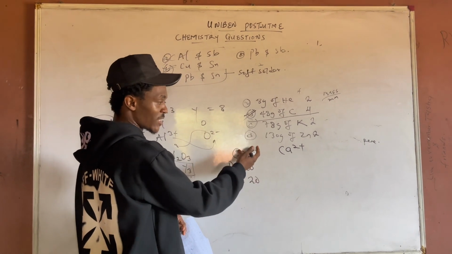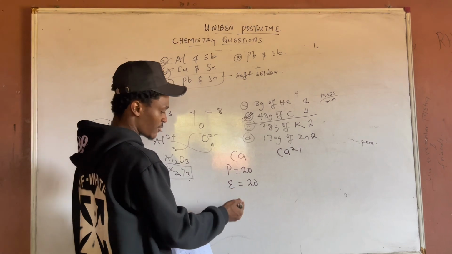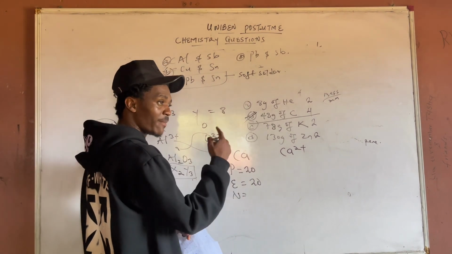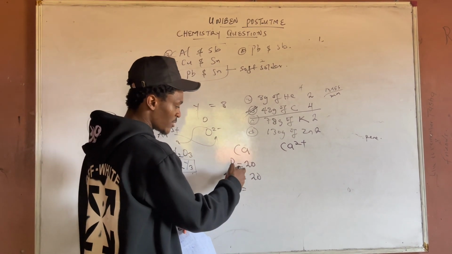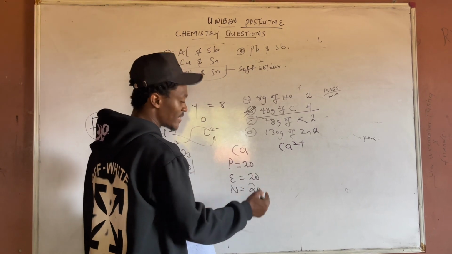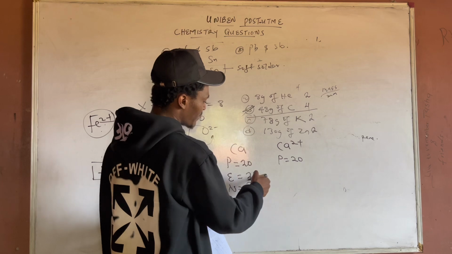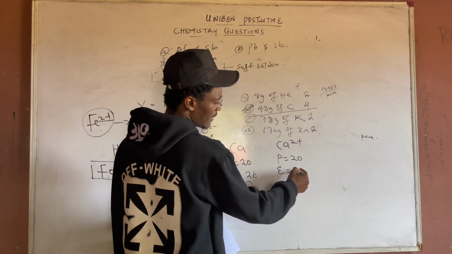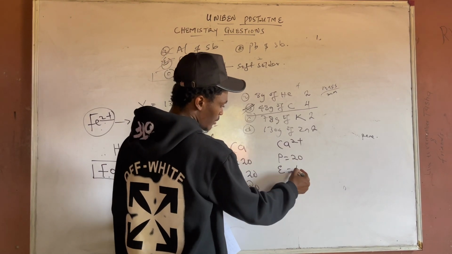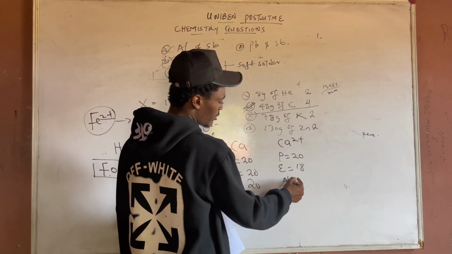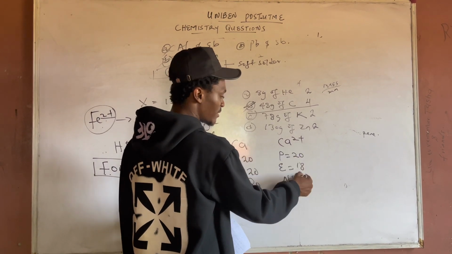Of course, if there is no charge, the proton is same as the electron. Neutron number is the mass number of calcium, which is 40, minus the proton number, which is 20. That should also be 20. Then as for this ion, proton number here is 20, no doubt. Then electron number is 18 because it has lost 2. So 18. While the neutron number, remember, is 40 minus 20, which is also 20.